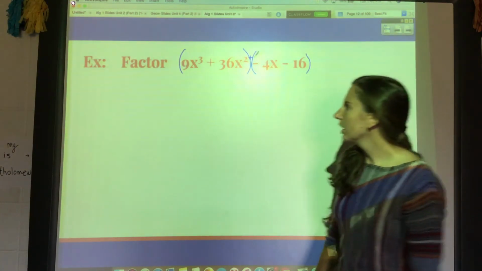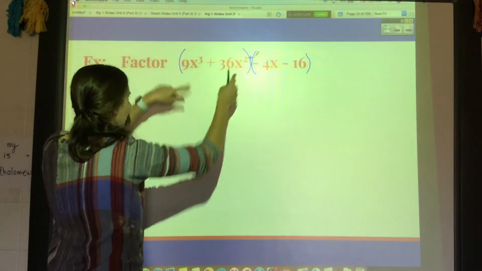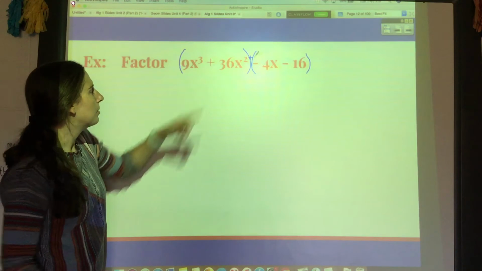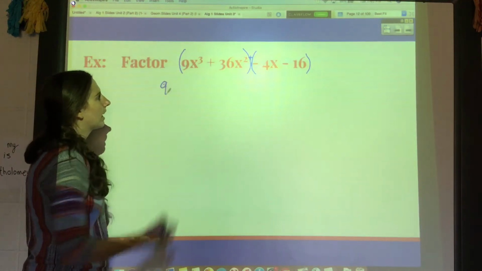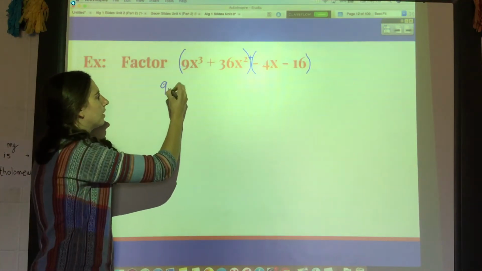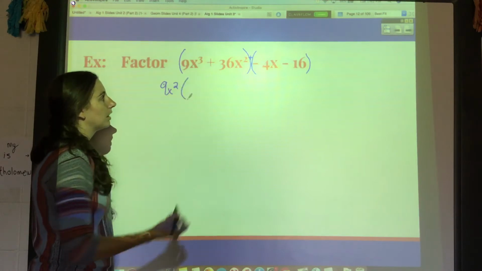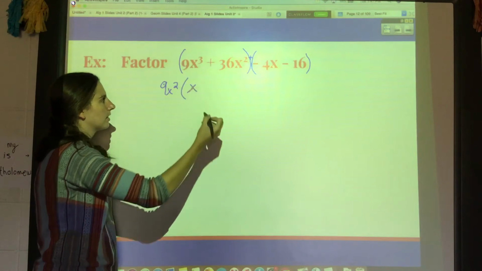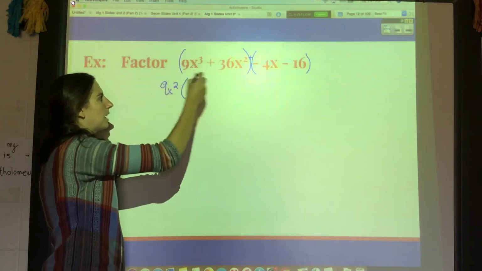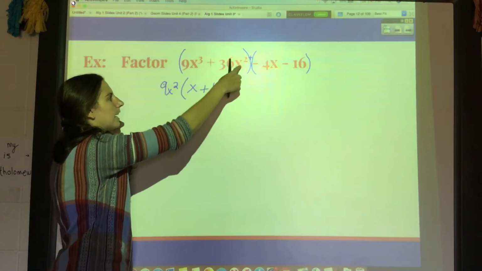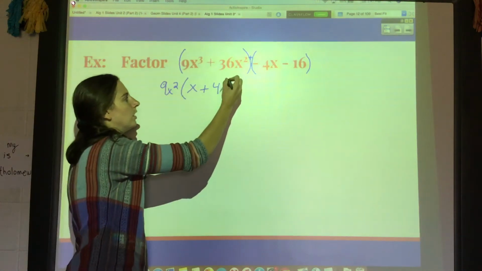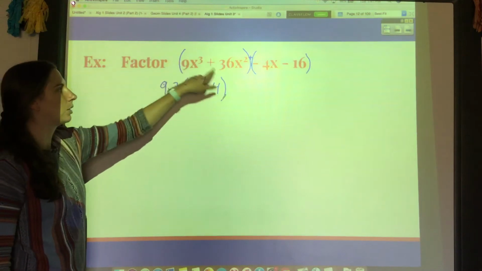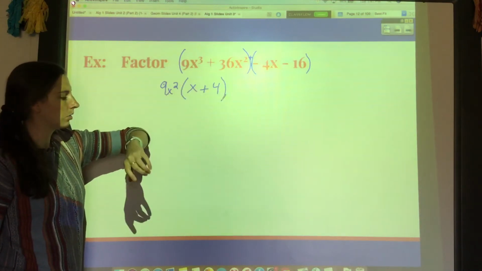Okay, what you're going to do now is in this first group, factor out a GCF. I can divide both of them by 9, and I could divide both of them by x squared. I took out the 9, I took out 2 x's, that leaves 1x. 36 divided by 9 is 4, and I had x squared, I took out x squared, so that's all that's left. So I just factored 9x squared out from both of those.